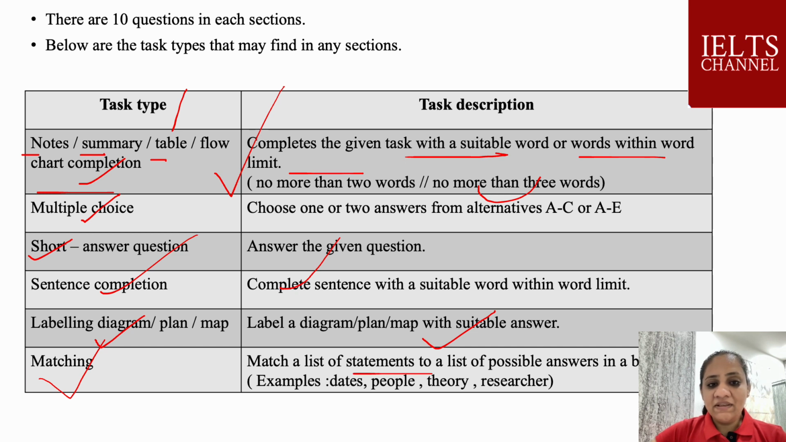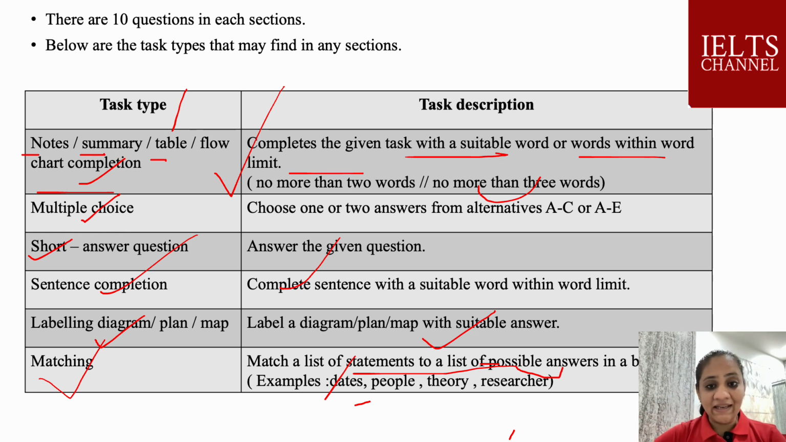Match a list of statements to a list of people, like the example dates, people, theory and the researcher. The researcher names are given and what they have researched is also given. From 11, 12, 13, the names of the researchers are given, and downward from A to E, what they have researched is given. In the recording you have to focus on the researcher name as well as what they have researched. If your answer for 11 would be B, write down the B in the 11th answer. We will solve that together.